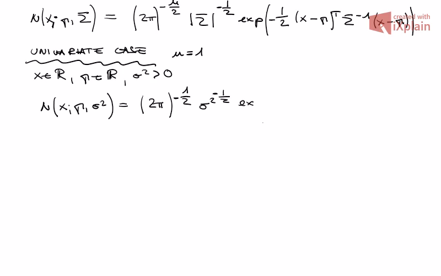And then we get x minus 1/2. Here we get the inverse of sigma square. So that's because we are now in the scalar case, just 1 over sigma square. So we can put that up front already.